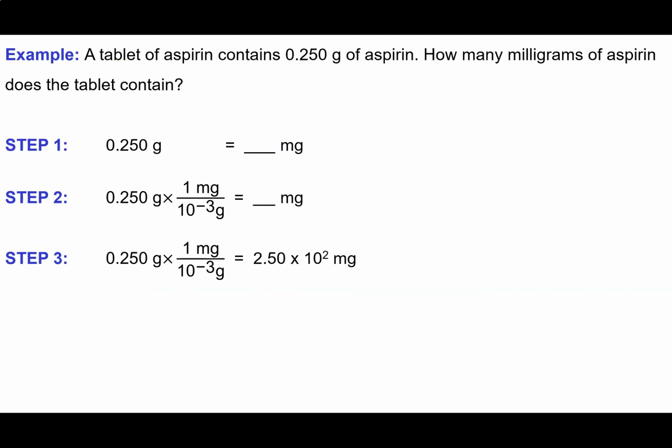So here's a good example. It says a tablet of aspirin contains 0.25 grams of aspirin. How many milligrams of aspirin does the tablet contain? So this is a trivial example, but we're going to go through it. This is what we're starting with. This is what we're ending up with. And we're going to multiply by one or more conversion factors until we get what we want.